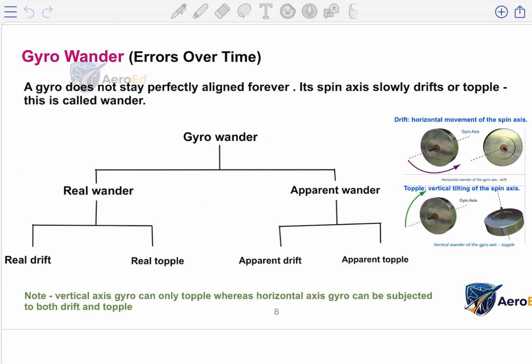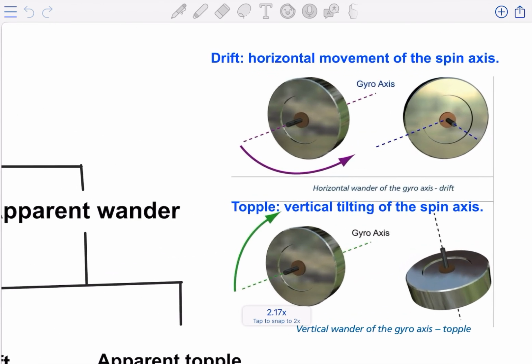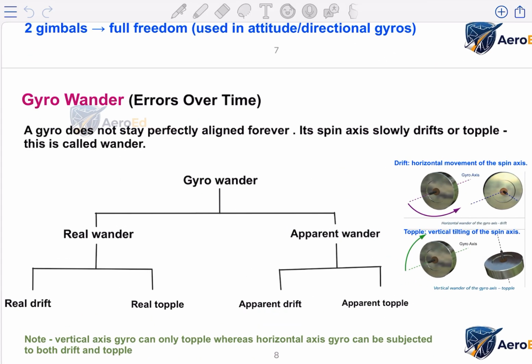So now we're going to study Gyro Wander. A gyro does not stay perfectly aligned forever. Its spin axis slowly drifts or topples, and this is called wander. So let me explain. A gyro slowly drifts or topples over time due to imperfections and the Earth's rotation. Let me explain with a real life example. Just like a spinning top that we have already studied, that toy which spins, it eventually wobbles, right? Or a Beyblade, if you have played, it eventually wobbles and falls. Gyros are similar. They slowly drift from their true position because of tiny imperfections and the Earth's rotation.